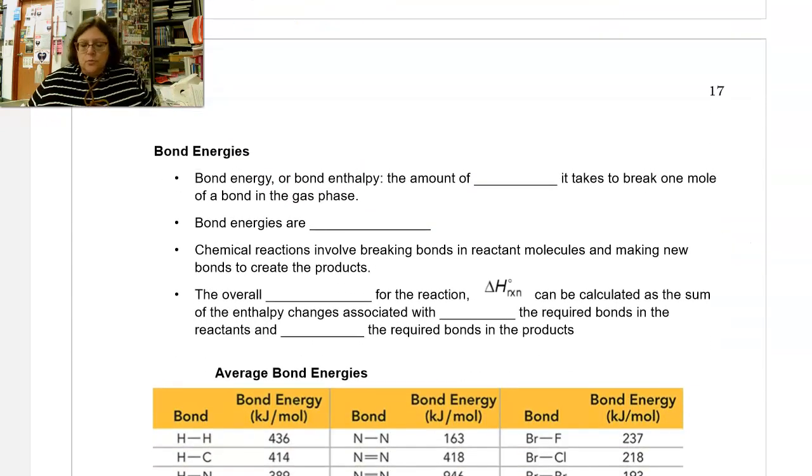So we're going to look at bond energies. When we have a chemical reaction, those bonds in the reactants break, and then they reform in the products. If we know the energy that those bonds have, we can calculate how much energy or how much enthalpy the reaction is going to have. Bond energy, or bond enthalpy, is the amount of energy it takes to break 1 mole of a bond in the gas phase. Bond energies are always positive.